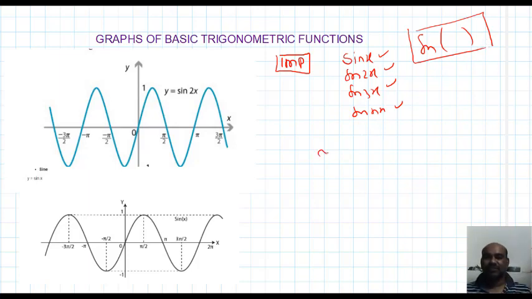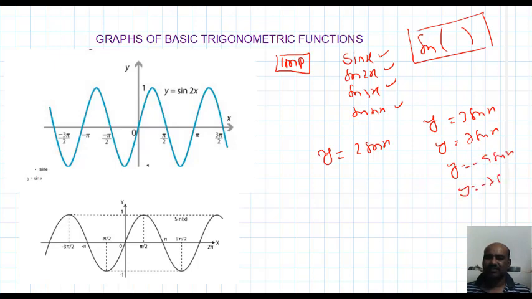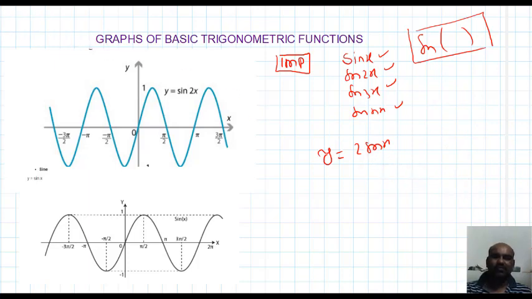But if the function is given as y equal to 2 sin x, y equal to 3 sin x, y equal to 7 sin x, y equal to -9 sin x, or y equal to -7 sin 3x, how do we find the domain and range of such functions? How do we draw their graphs? That is important. First of all, I will show you y equal to 2 sin x.